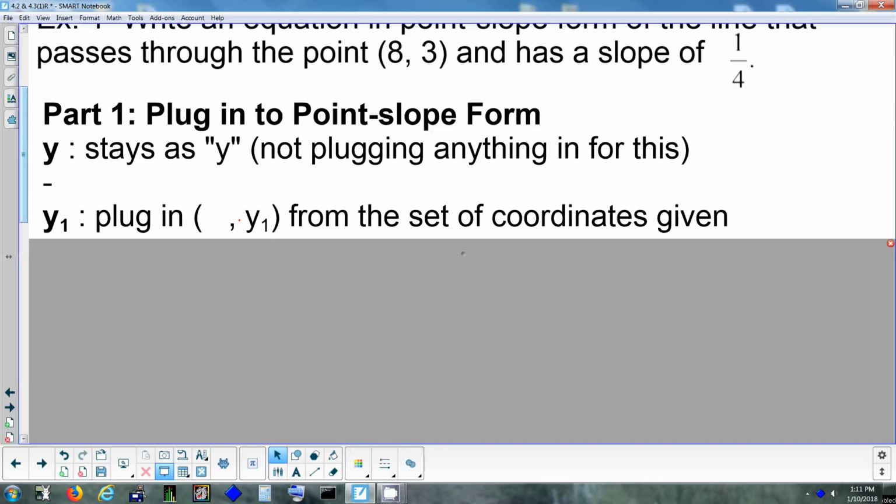Mr. Roy, are we going to have every case where they have two coordinates? I don't think so. We may get yes. In the next stuff that we do after this, they will. All right. So we'll plug in y1 from that.